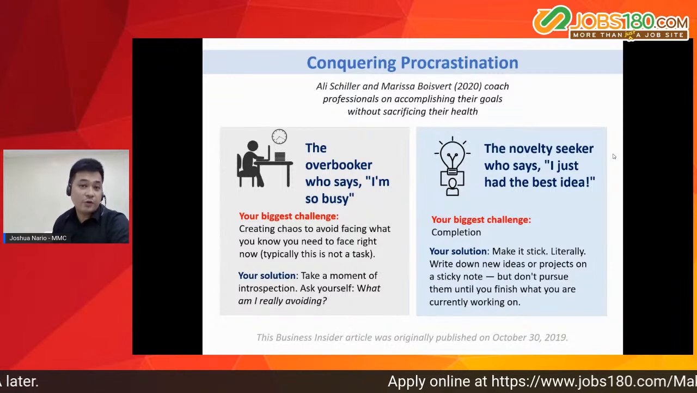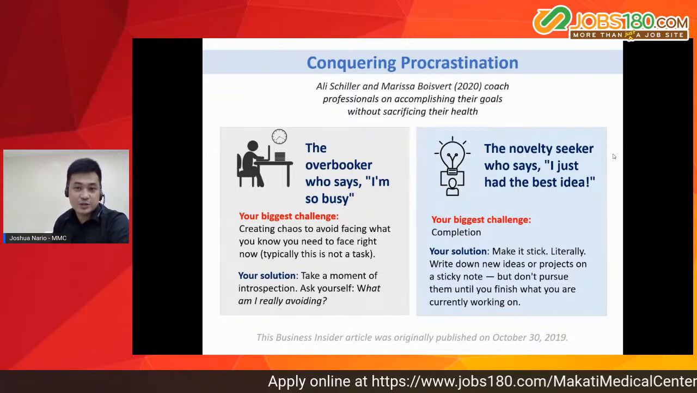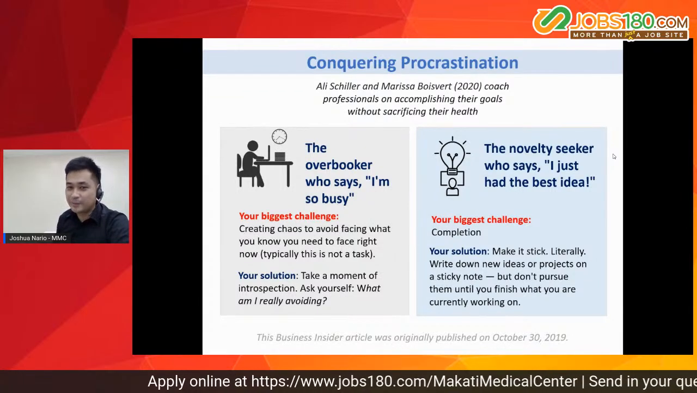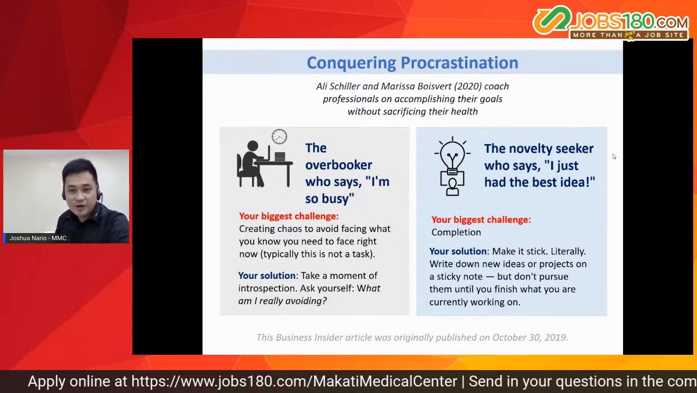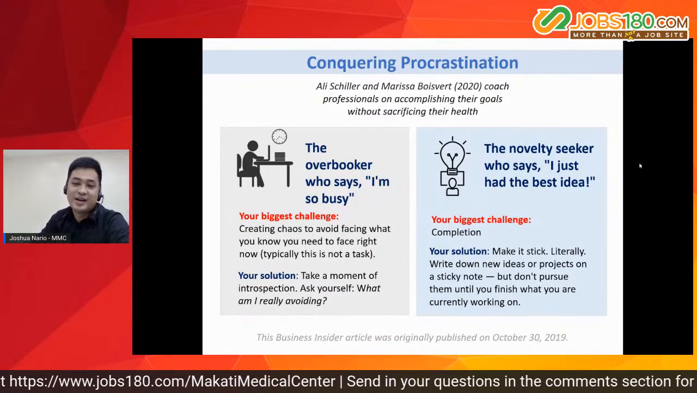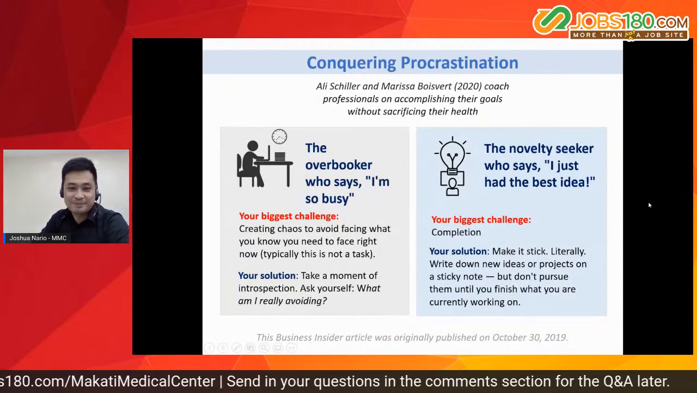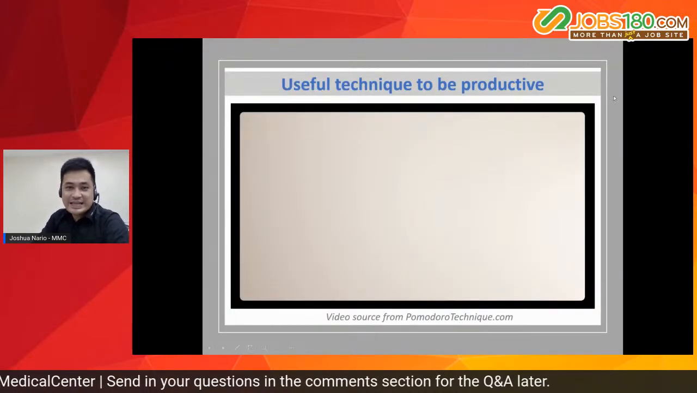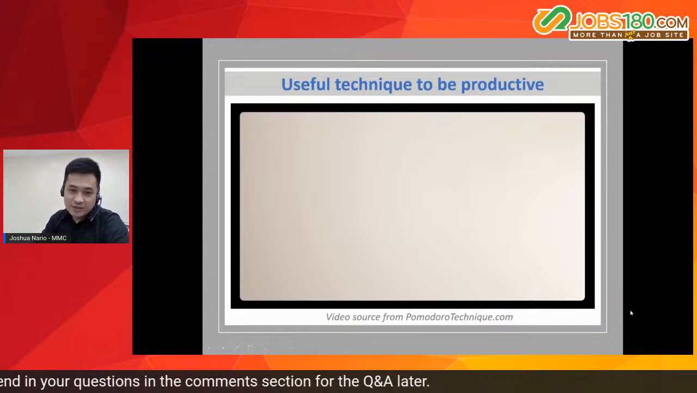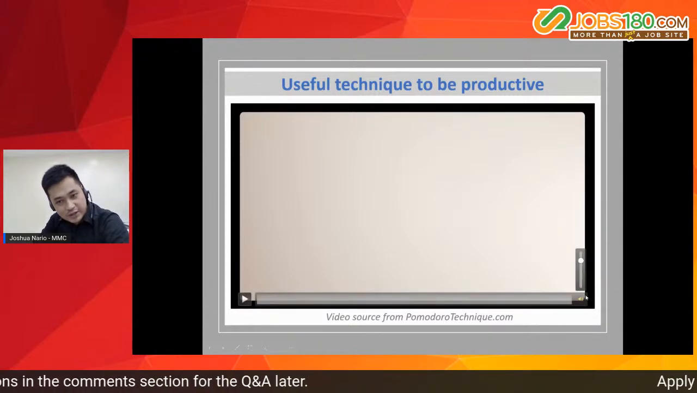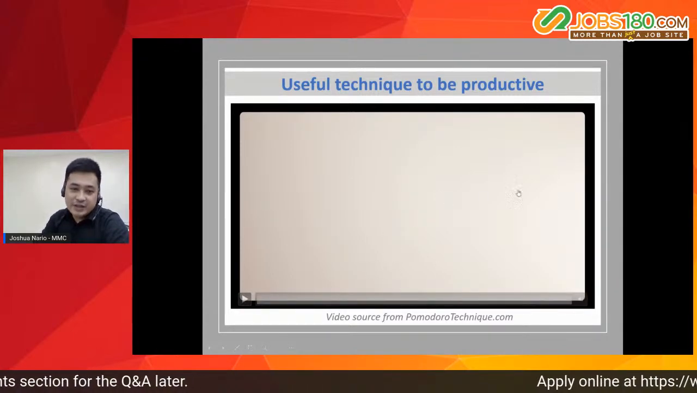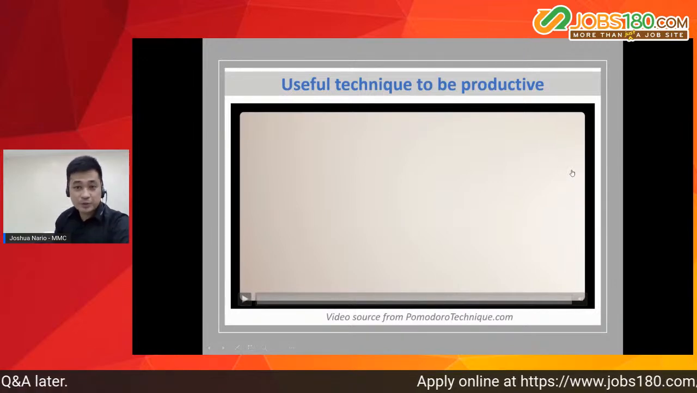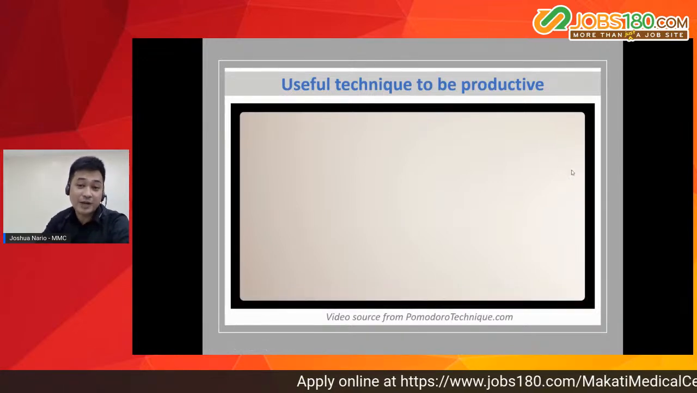Okay, so those are the 4 types of procrastinators. So you need to reflect. Are you under pressure? Are you the overbooker? Are you the novelty seeker? Or somehow the lazy one? All right, because of that, this is the method that I want to share with you. This is coming from pomodorotechnique.com, no? So a video here that will help you somehow put structure on how you become productive.